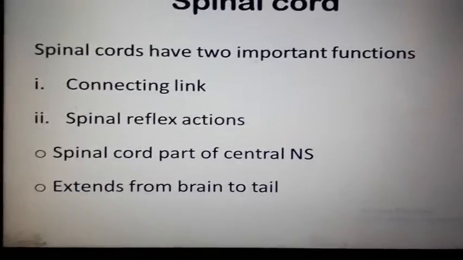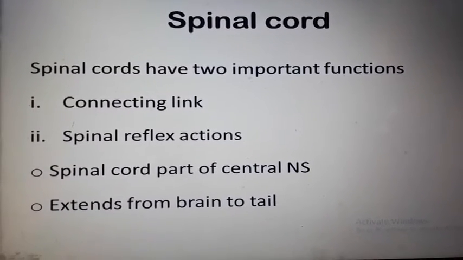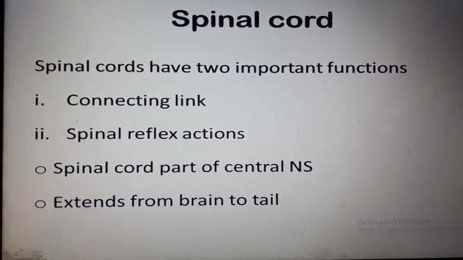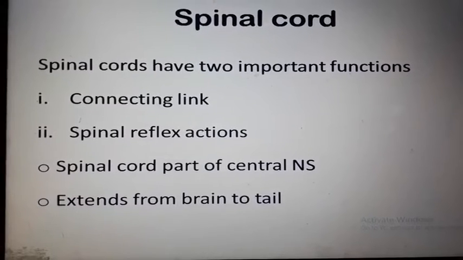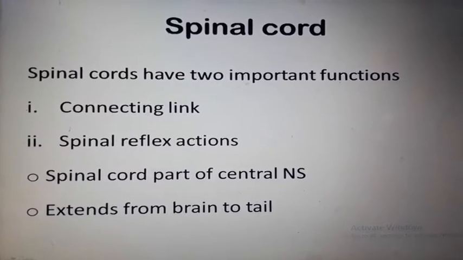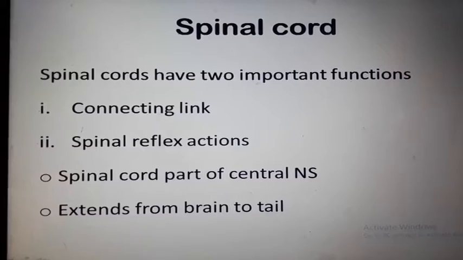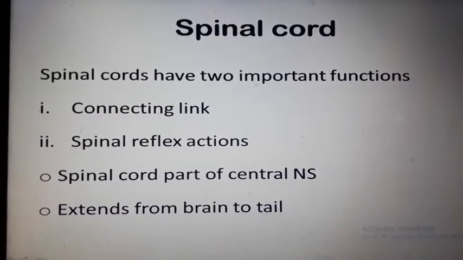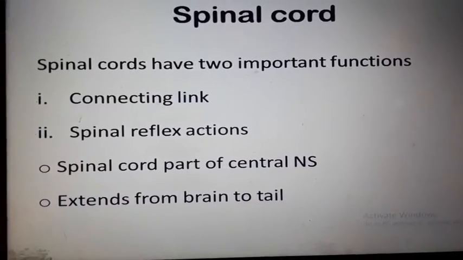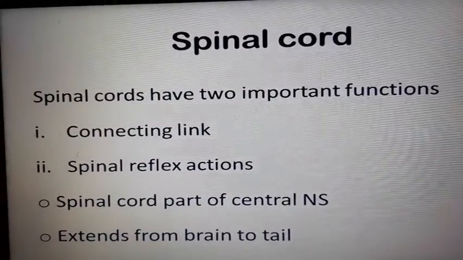The spinal cord basically has two important functions: it provides the connecting link for the body, and it initiates the spinal reflex actions as well. So it acts as the connecting link between the brain and most of the body. The spinal cord is part of the central nervous system, and it extends from the brain to the tail.